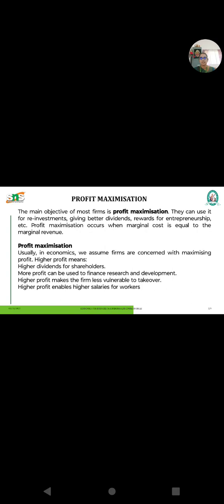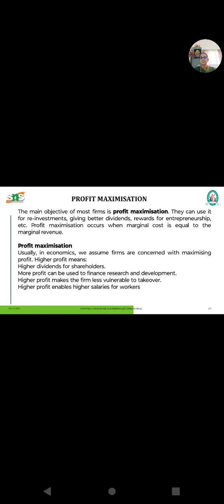If more profit is earned, the shareholders will be able to get high dividend, and more profit can be used to finance research and development, because each and every organization must have a separate R&D department, that is research and development, where they plan and improvise more strategies for the product planning and how to maximize the sales. So we have to spend more for research and development, which gives more technical improvement.